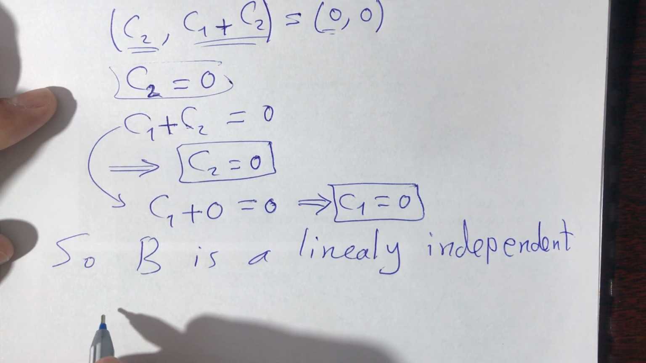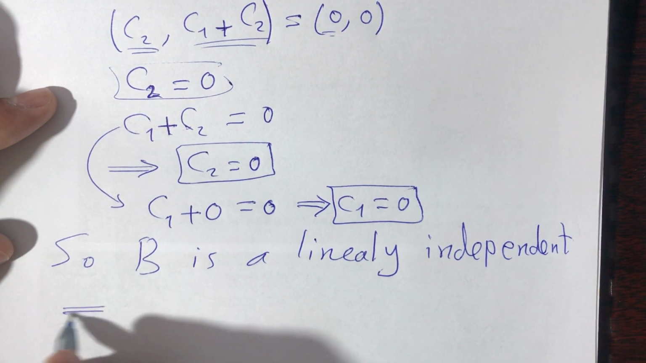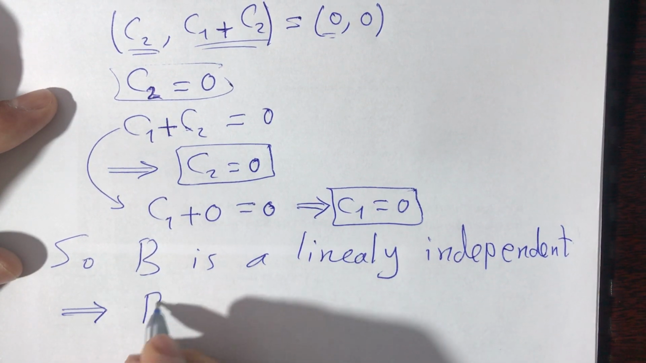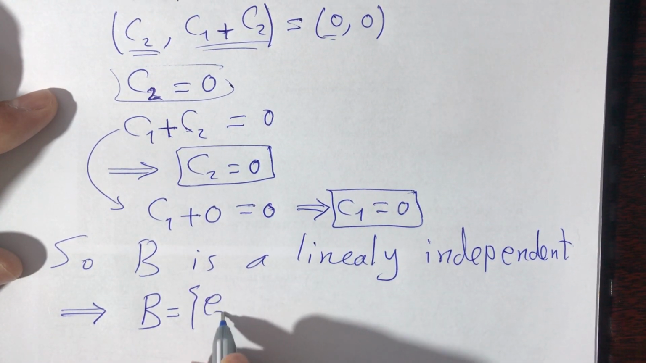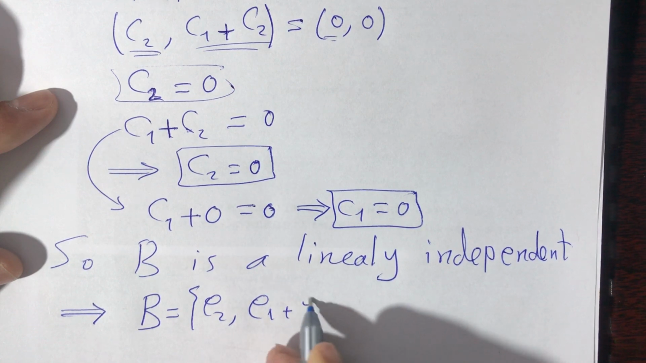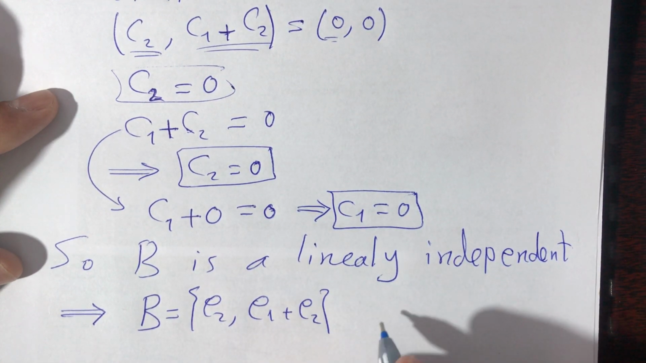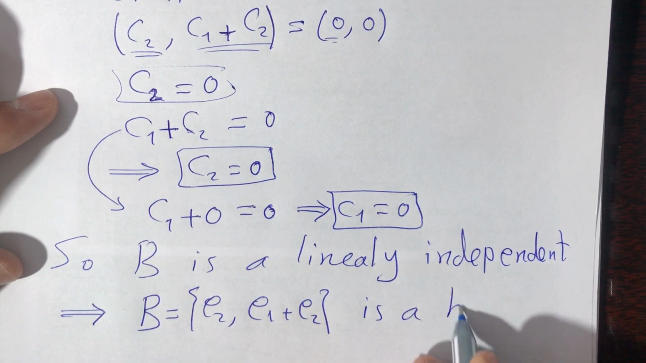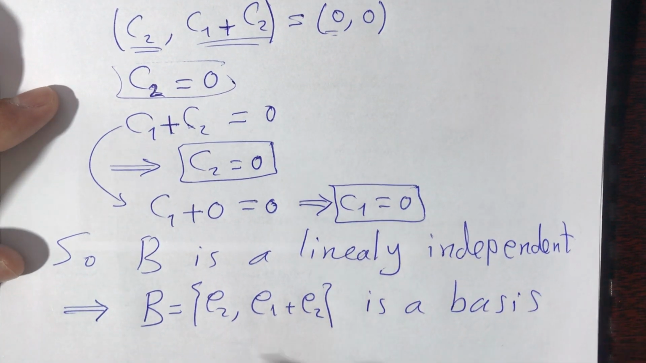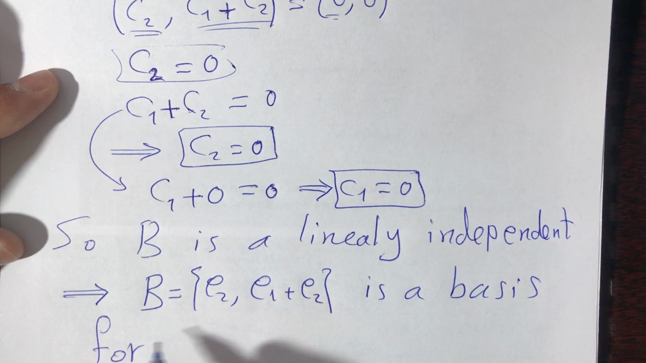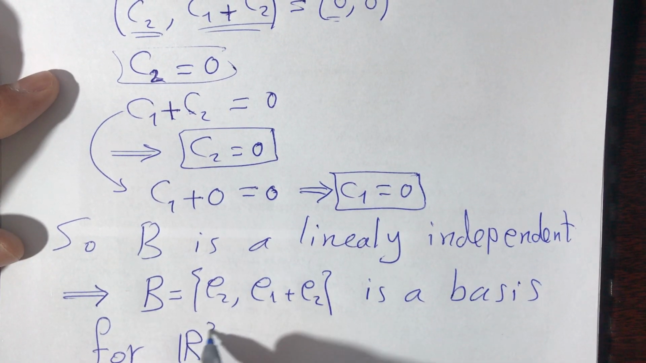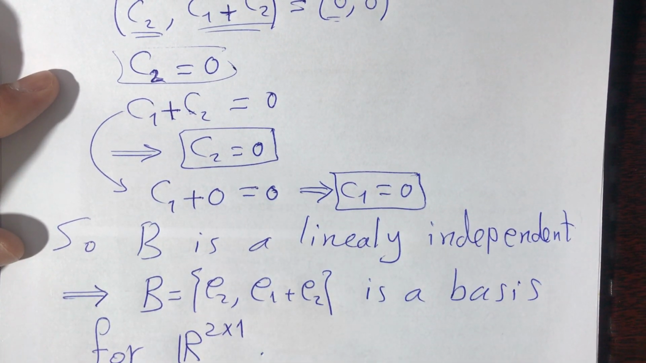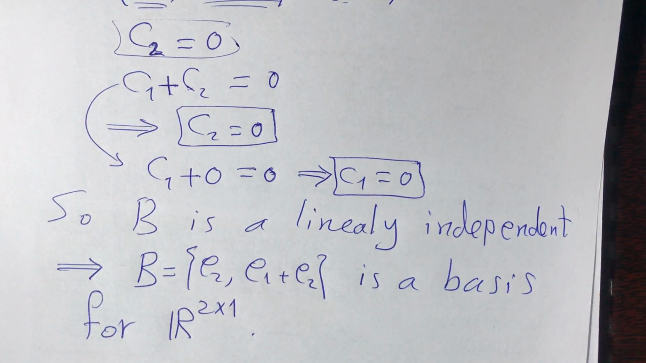That means this implies B is equal to E2, E1 plus E2 is a basis for R2 times 1. This is page number 6.